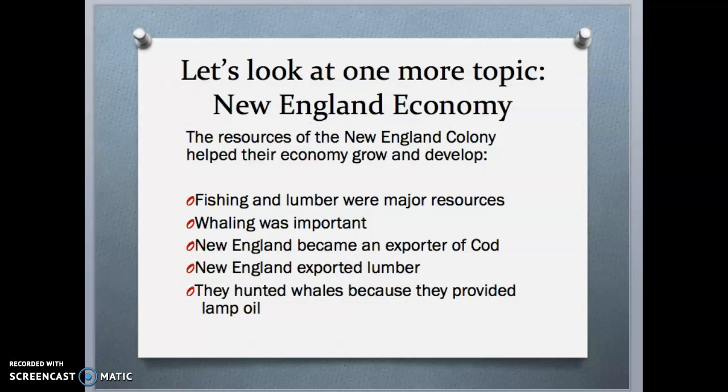Fishing and lumber were major resources. Whaling was important. New England became an exporter of cod. That's fish. New England exported lumber. They hunted whales because they provided lamp oil. I want you to pretend you have a partner and turn and talk to your partner. What are the ways you could break these up or keep them and combine them? Play around with these 5 to turn them into 3 solid subtopics. Take a look and see what you think. You can pause the video if you want to read them, and then when you're ready, press play.